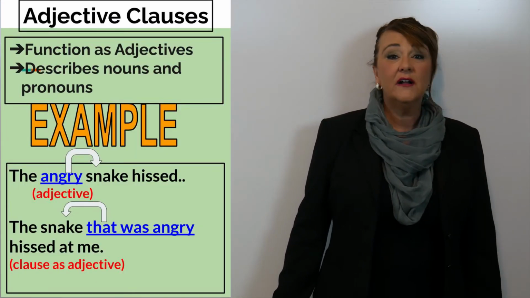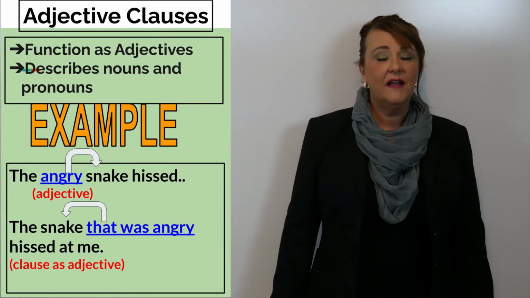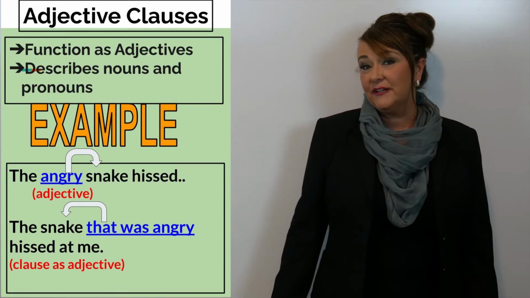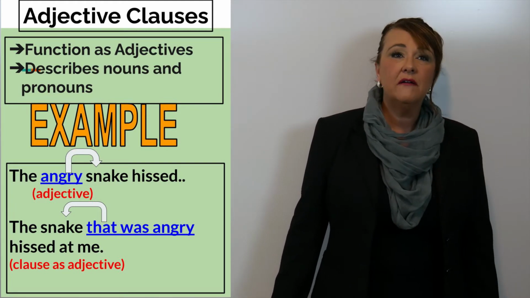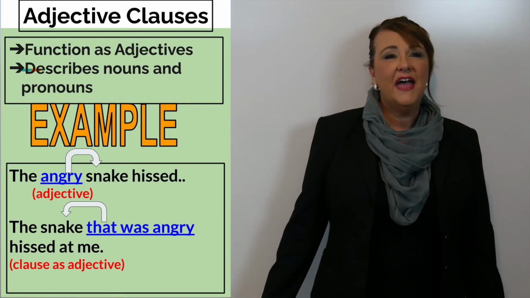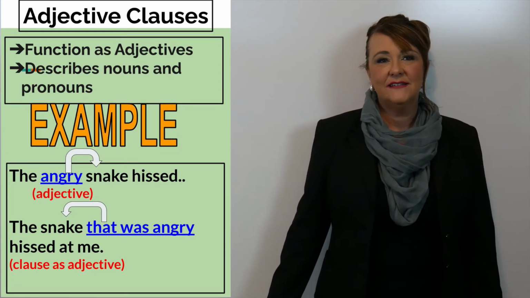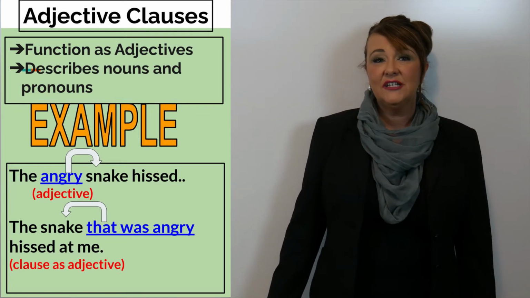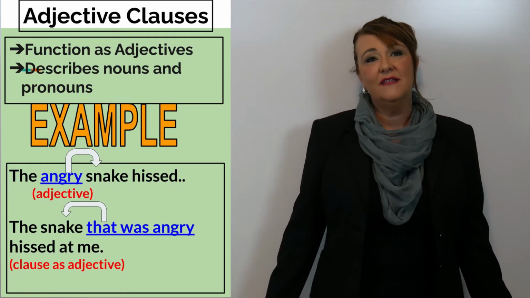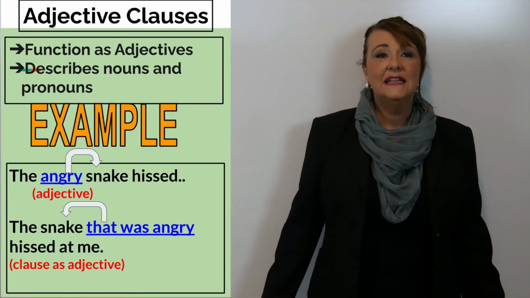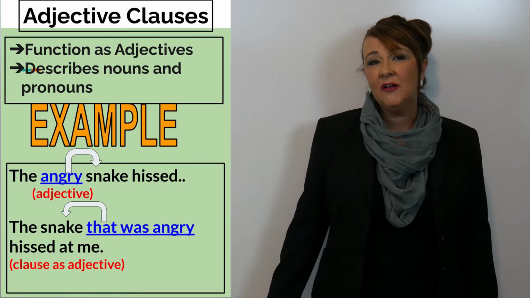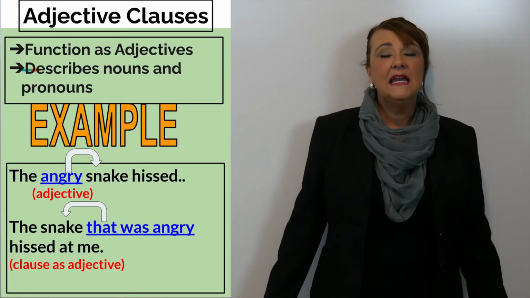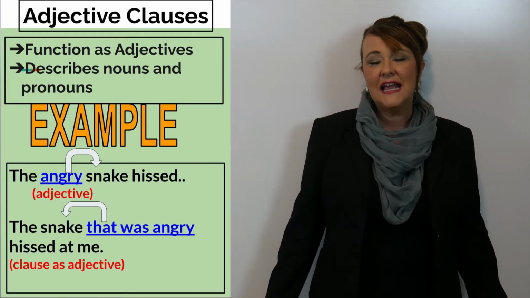Now, adjective clauses function a bit differently. They, of course, function as adjectives, and these clauses describe nouns and pronouns. For example, the angry snake hissed. Angry is the adjective, and it is describing the noun snake. Let's look at the next sentence. The snake that was angry hissed at me. Now we are using that clause as an adjective clause.